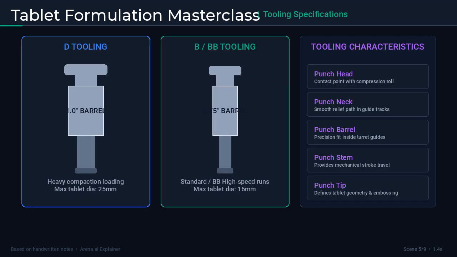Tablet tooling follows standardized B and D classifications. A typical punch consists of a head, neck, barrel, stem, and tip. D tooling has a large 1-inch barrel for heavy force and big tablets, whereas B tooling has a 0.75-inch barrel for standard tablets. Double B is a shorter punch standard for high-speed industrial rotary presses.